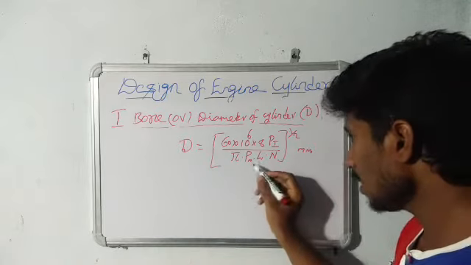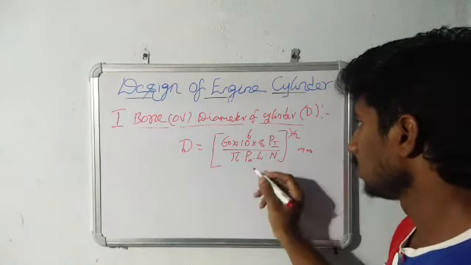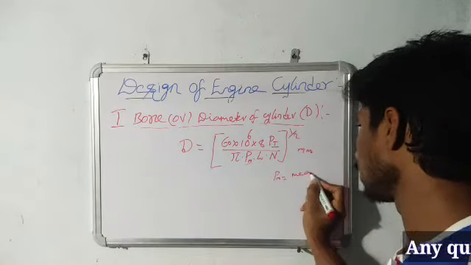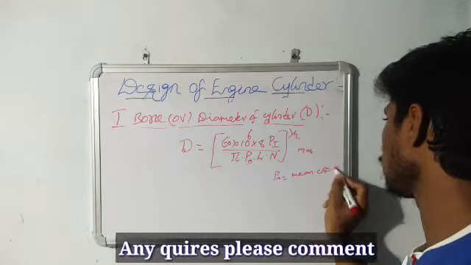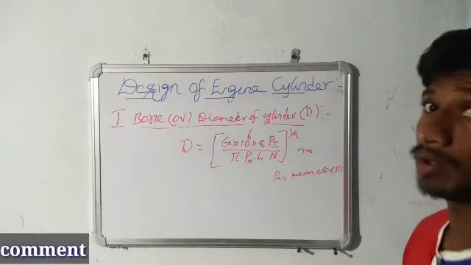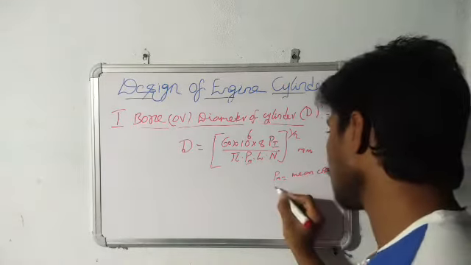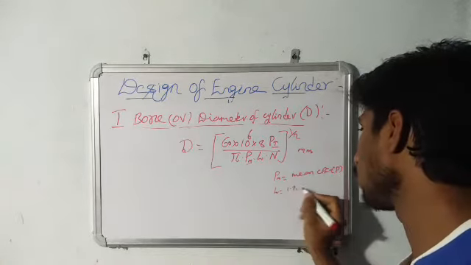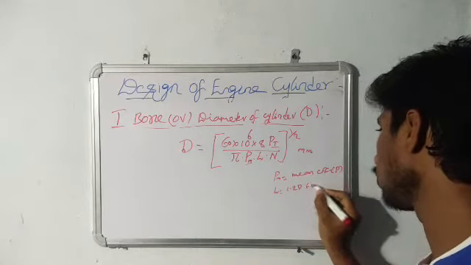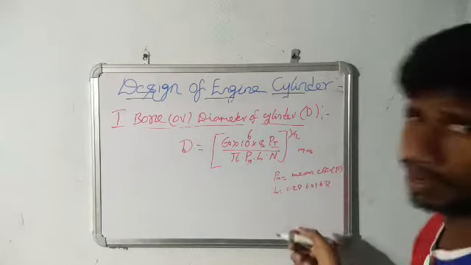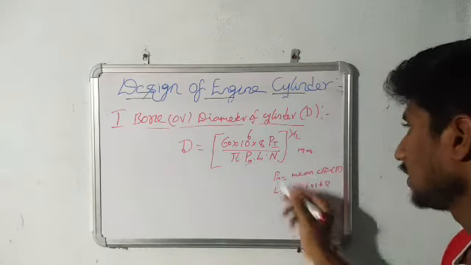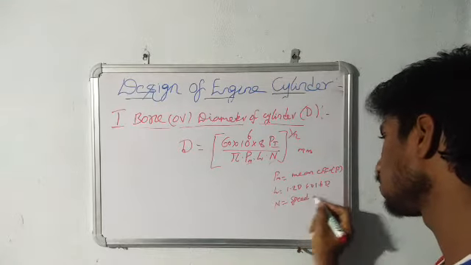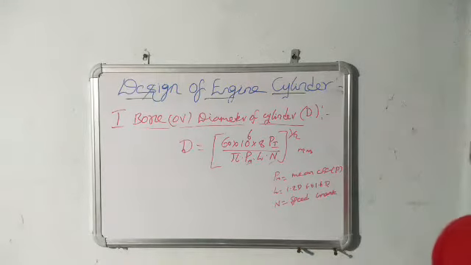Here some terms are involved. Let's see that one. Pm is the mean effective pressure, the pressure developed inside the cylinder. Next, L is the length of the stroke. The length of the stroke is approximately 1.2 times D to 1.6 times D. It is one of the assumptions. And next, N is the speed of the crank, which is given in the problems.